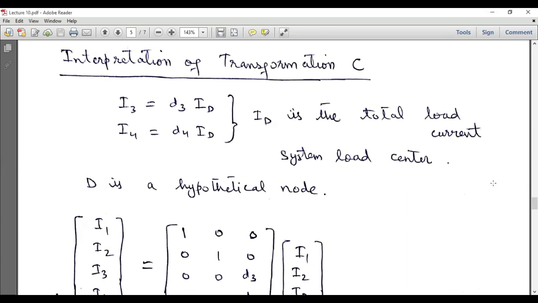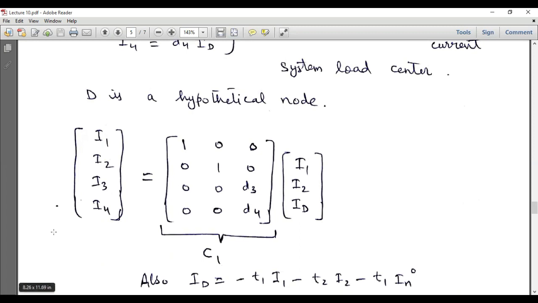In this lecture, I will discuss the interpretation of the transformation matrix C. And we know that I3 is equal to D3 ID, I4 is equal to D4 ID, where ID is the total load current. And D is called the system load center, and D is a hypothetical node. So these four currents I1, I2, I3, and I4 can be expressed in terms of I1, I2, and ID.